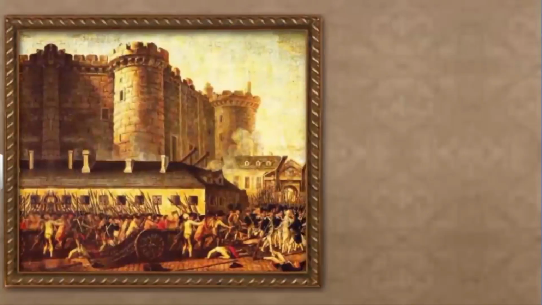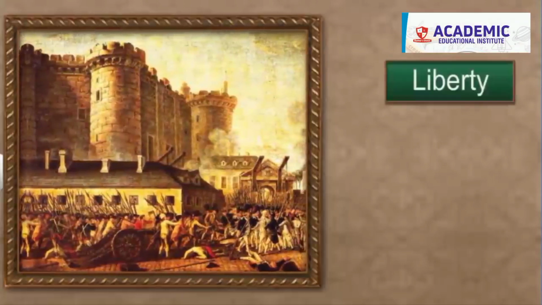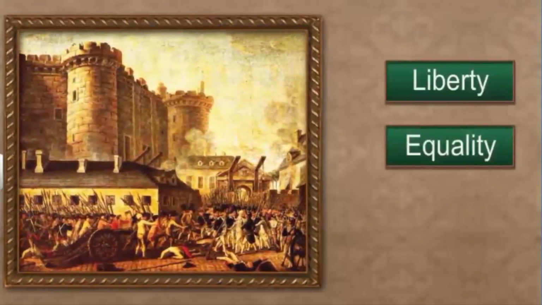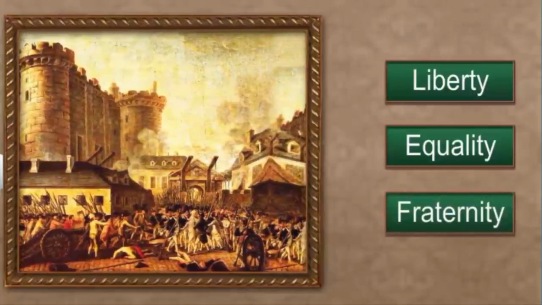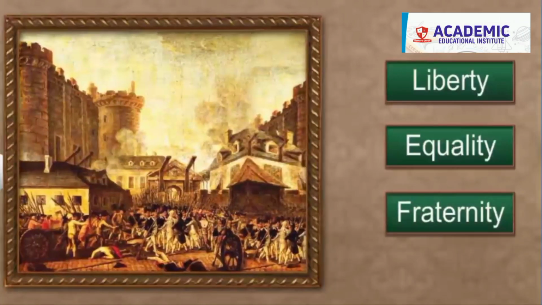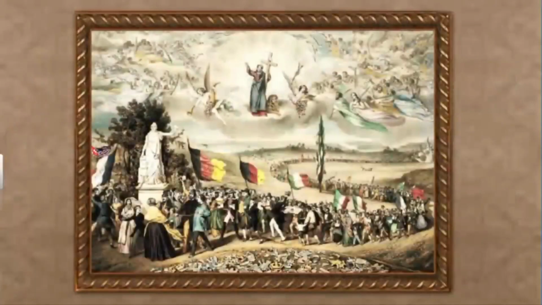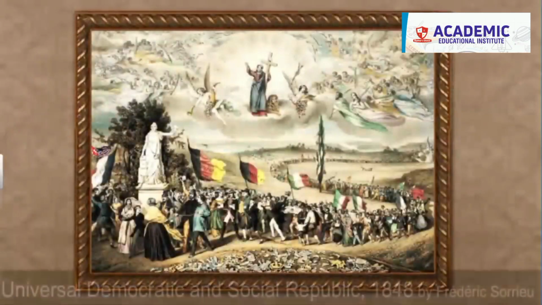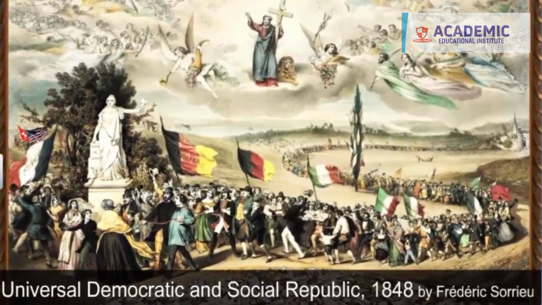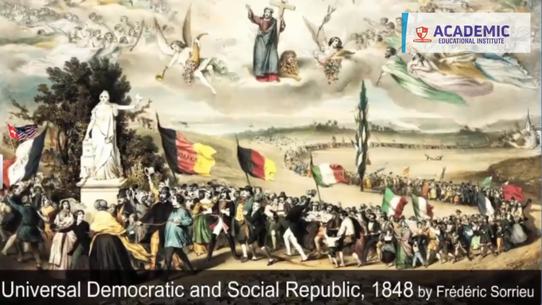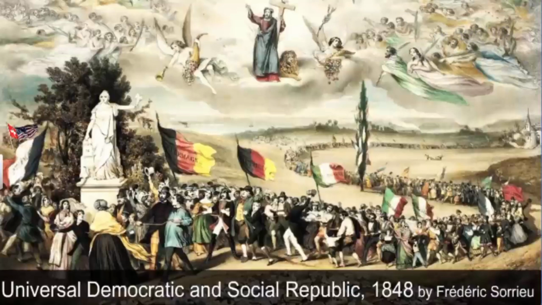The concepts of liberty, equality, and fraternity were touchstones of the French Revolution. This is a famous piece called Universal Democratic and Social Republic by French artist Frédéric Seurat. He had visualized a utopian world made up of democratic and social republics.